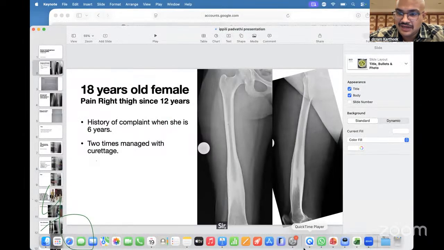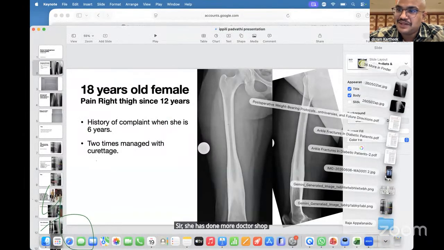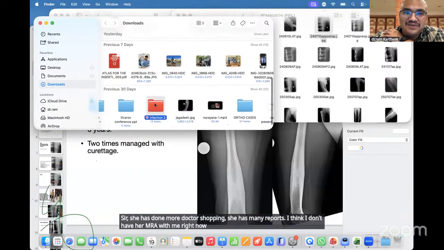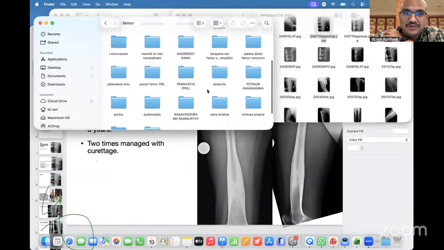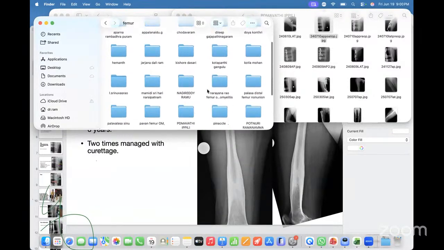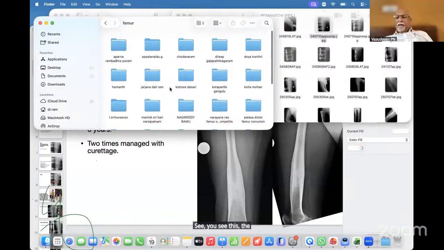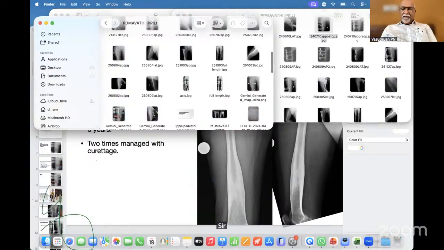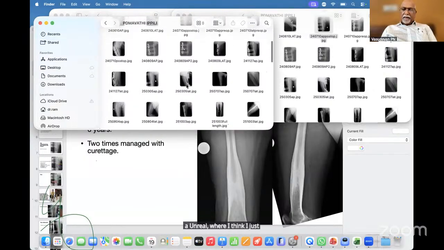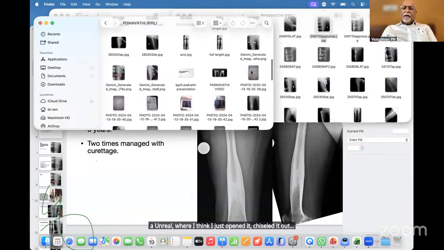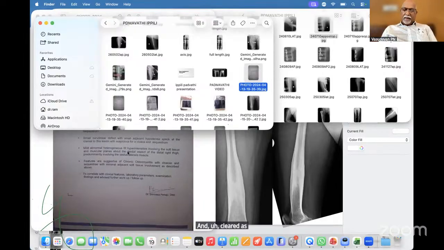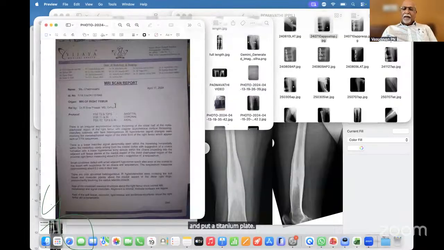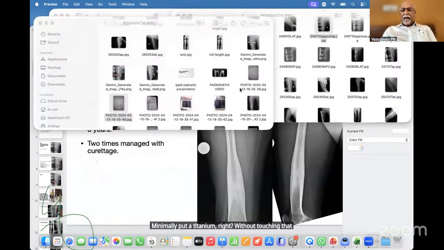Sir, she has done more doctor shopping. She has many reports. I think I don't have her MRI with me right now. See, you see this, the medullary canal there in the center is sclerosed. I too had a similar case, sir, a young girl, where I just opened it, chiseled it out and cleared it, as Mangal said, put stimulant there and put a titanium plate. Minimally put a titanium plate without touching that area. Spanned it.